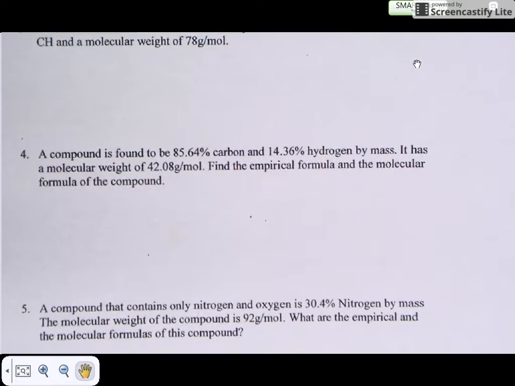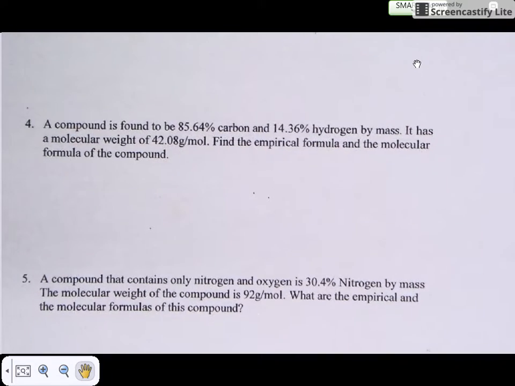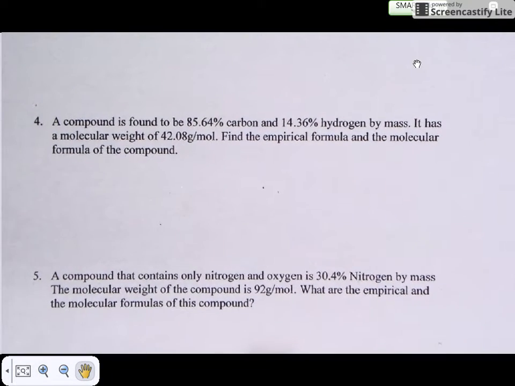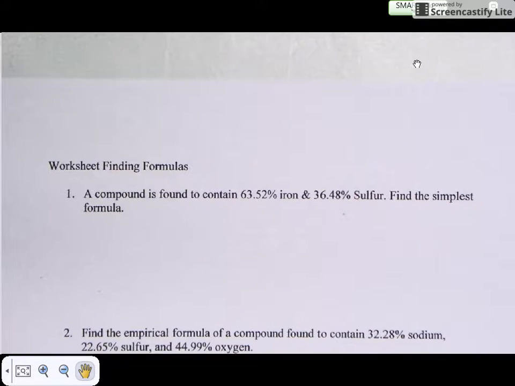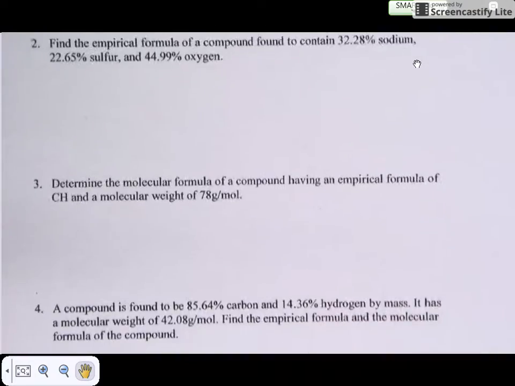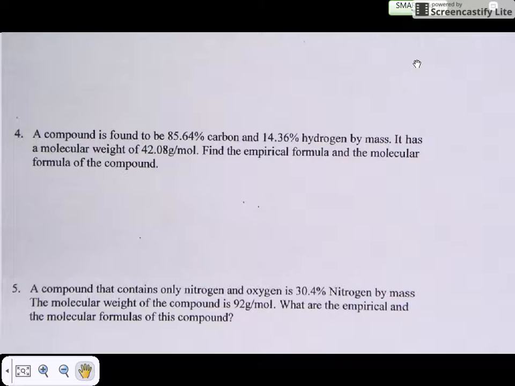All right, so in the last lesson, I had gone through two examples of how to find the molecular formula. I want to work through two more advanced problems, and these are actually from a worksheet that you received in class, a worksheet on finding formulas. I'm going to skip on down to number 4 and number 5 because these are a little more complex, and so I want to show you how you would handle these.